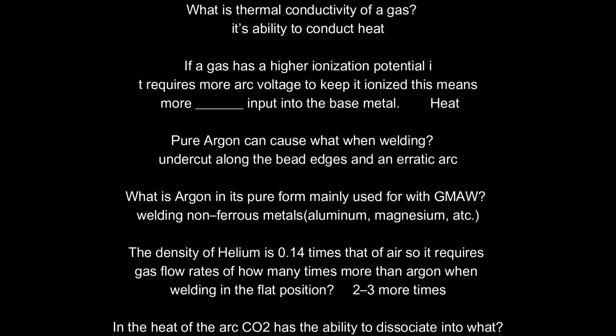What is argon in its pure form mainly used for with GMAW? Welding non-ferrous metals, aluminum, magnesium, etc. The density of helium is 0.14 times that of air, so it requires gas flow rates of how many times more than argon when welding in the flat position? 2 to 3 times more. In the heat of the arc, CO2 has the ability to dissociate into what? Carbon monoxide.